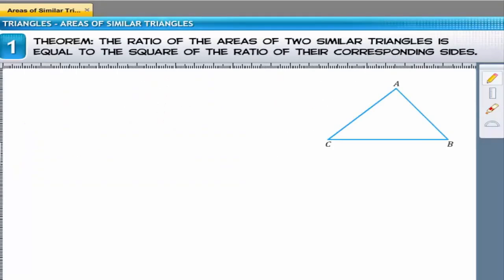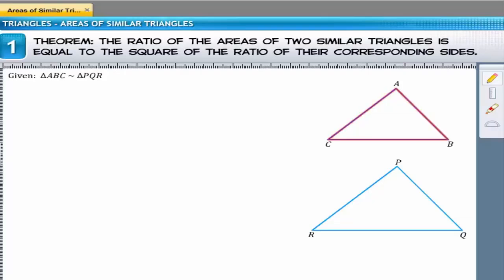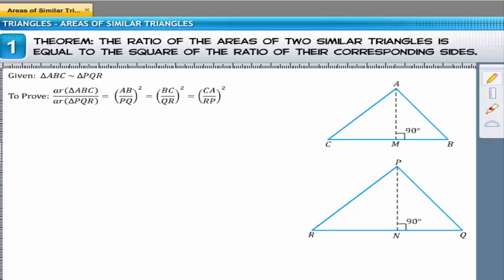Consider triangle ABC and triangle PQR. It is given that these two triangles are similar. We will prove that the ratio of the areas of triangles ABC and PQR is equal to the square of the ratios of their corresponding sides AB, PQ, BC, QR, and CA, RP. To begin with, let's draw altitudes AM and PN on sides BC and QR respectively.